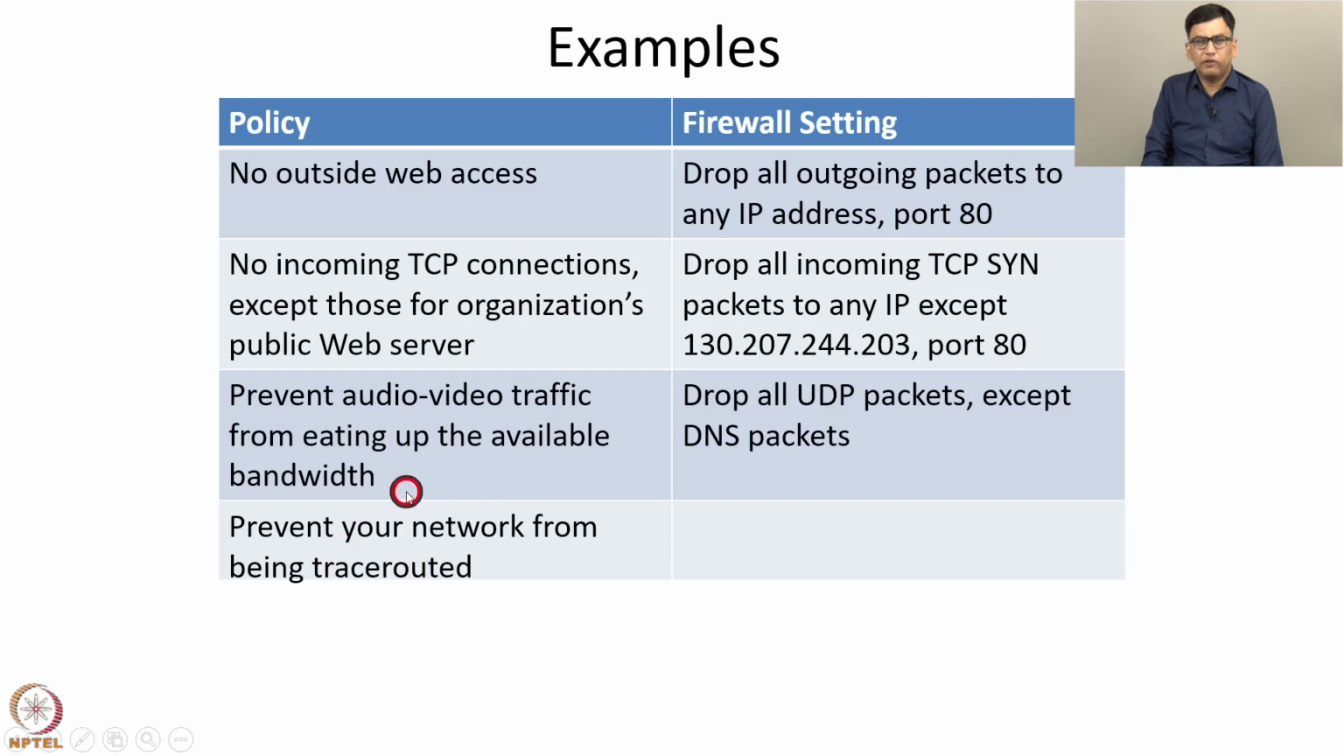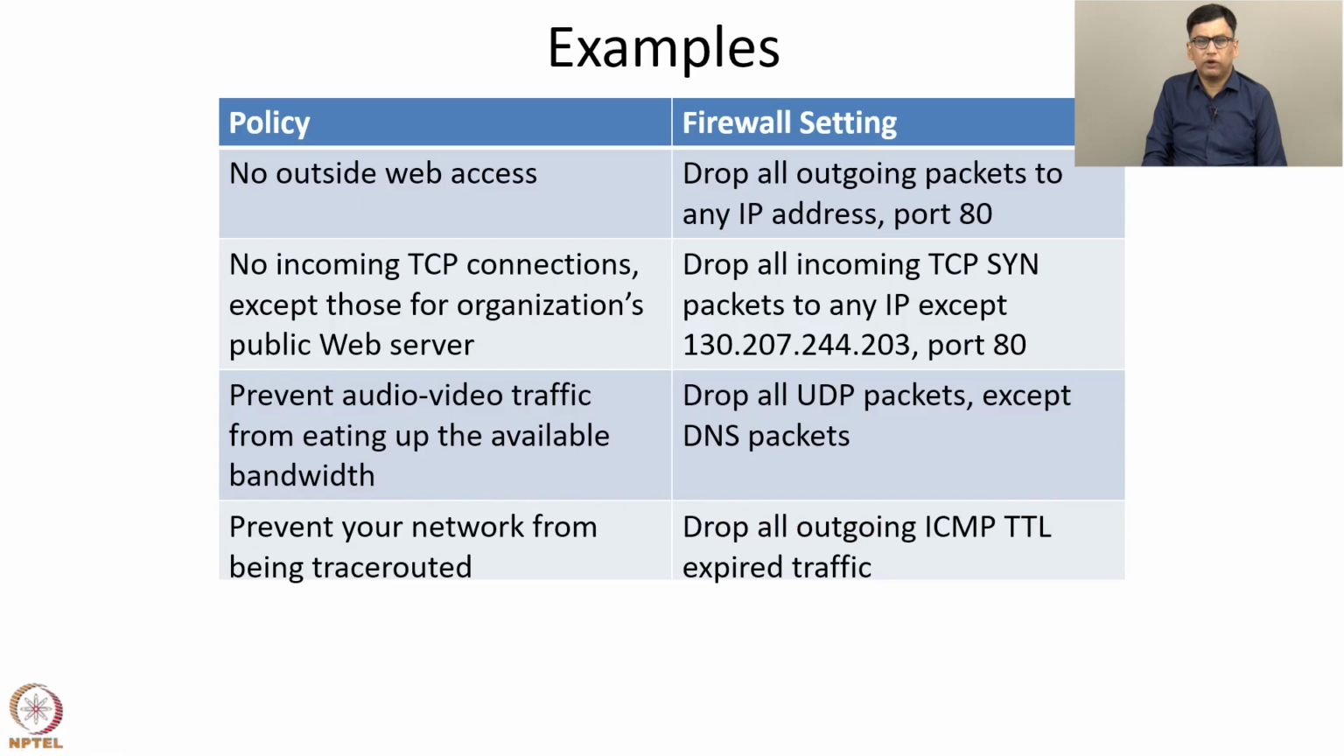Then another example of a policy we may want to enforce is we want to prevent our network from being trace routed. So we discussed in the previous lecture how trace route functions. A source host sends a series of packets with increasing TTL values, and then whenever the TTL becomes 0, the router sends a TTL expired packet, and from that the source host gets to know the IP address of the router. So, if we drop all outgoing ICMP TTL expired traffic, then that will prevent our network from being trace routed.